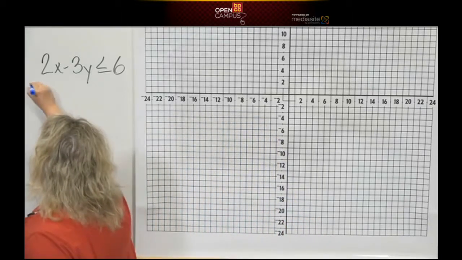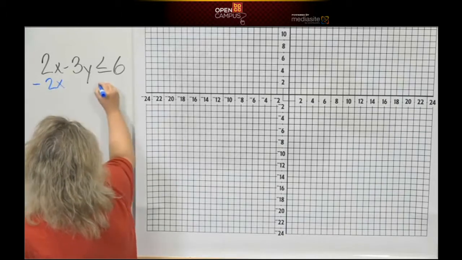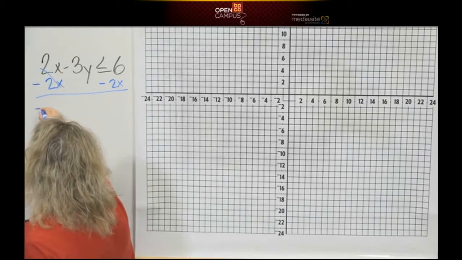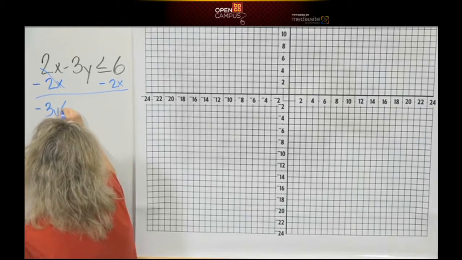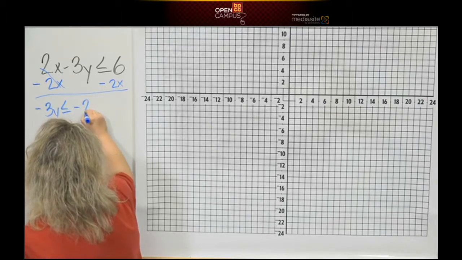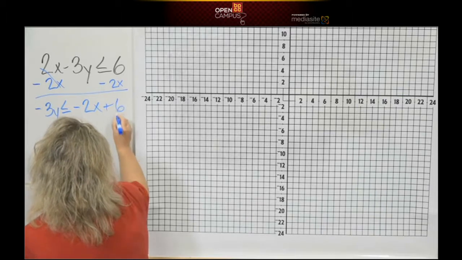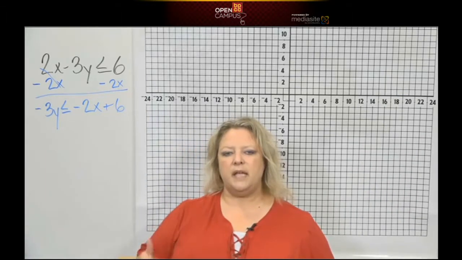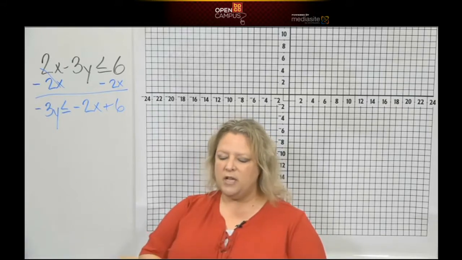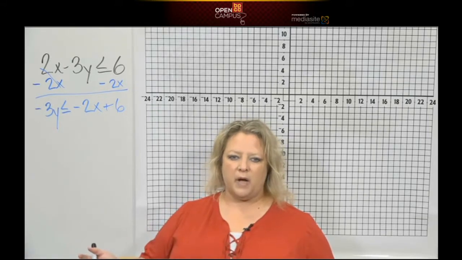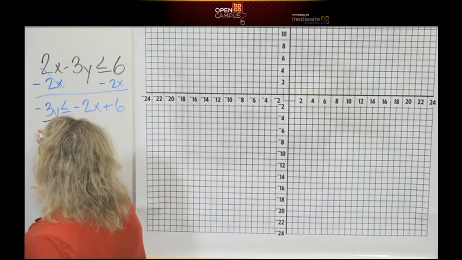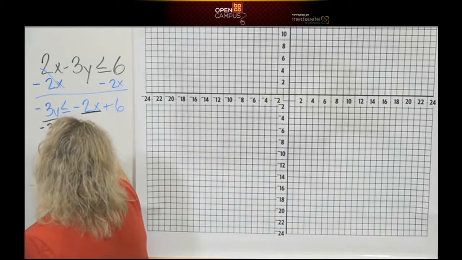Let's move that 2x over to the other side by doing the opposite, which is subtraction in this case. So that gives me negative 3y is less than or equal to negative 2x plus 6. Remember, you want the x before the constant because it's got to be mx plus b. All right? So go ahead and write it in the correct spot to begin with so you don't have to worry about it later. The last step is to divide by negative 3.